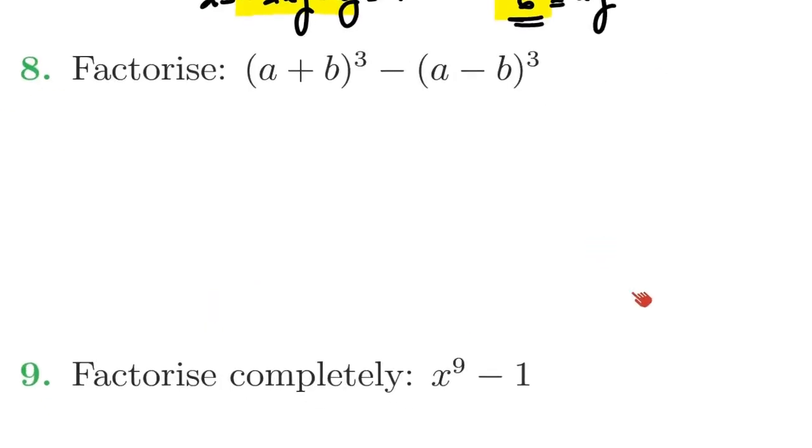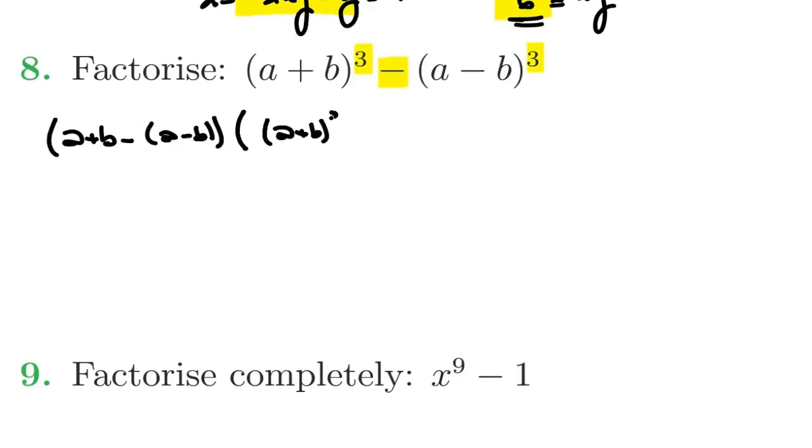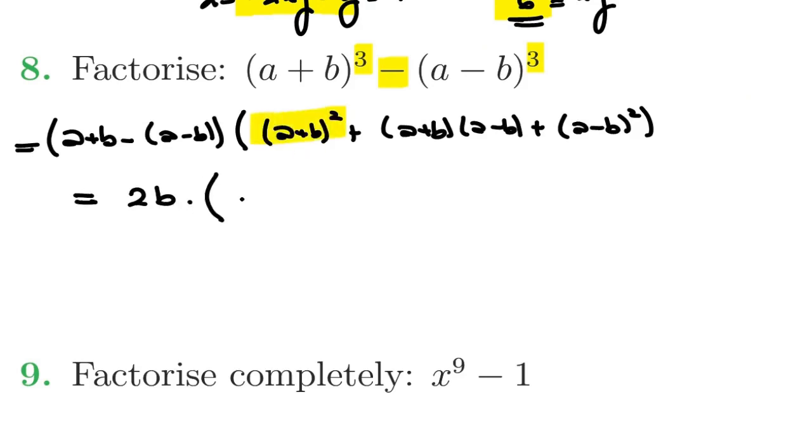Number 8 is the difference of two cubes. First minus second, since I'll distribute the negative, I opened a parenthesis. The square of the first plus the product of the first and the second plus the square of the second. When I distribute the negative, a minus cancels out. 2b remains. From here, 2b times, if we expand this, it's a squared plus 2ab plus b squared.